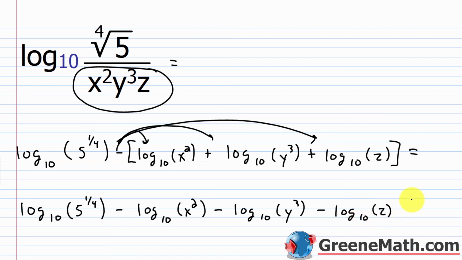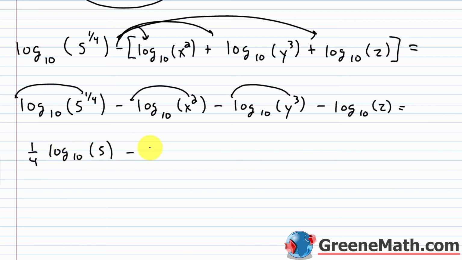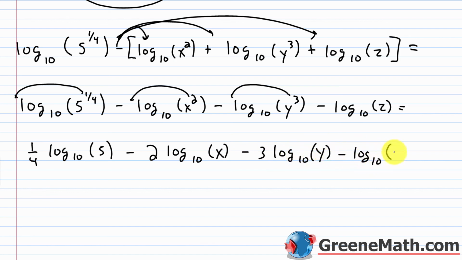Okay, let's scroll down a little bit, get a little room going. So let me make that 3 a little bit better. And I'm going to bring all these out in front. So we'll say this is 1/4 times log base 10 of 5 minus 2 times log base 10 of x minus 3 times log base 10 of y, and then minus log base 10 of z.